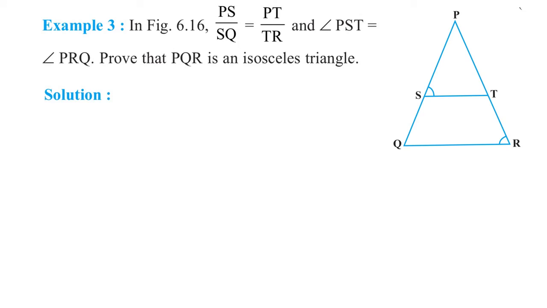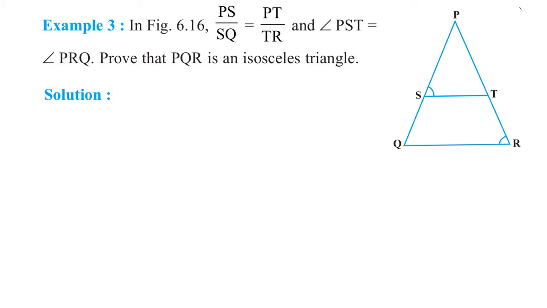Let's look at this. In the figure, PS over SQ is equal to PT over TR, and angle PST is equal to PRQ. Prove that triangle PQR is an isosceles triangle. First of all, what is an isosceles triangle? A triangle in which two sides are equal. So we have to prove that PQ is equal to PR. And if you are able to prove that, then PQR is an isosceles triangle. So let's look at the solution now.